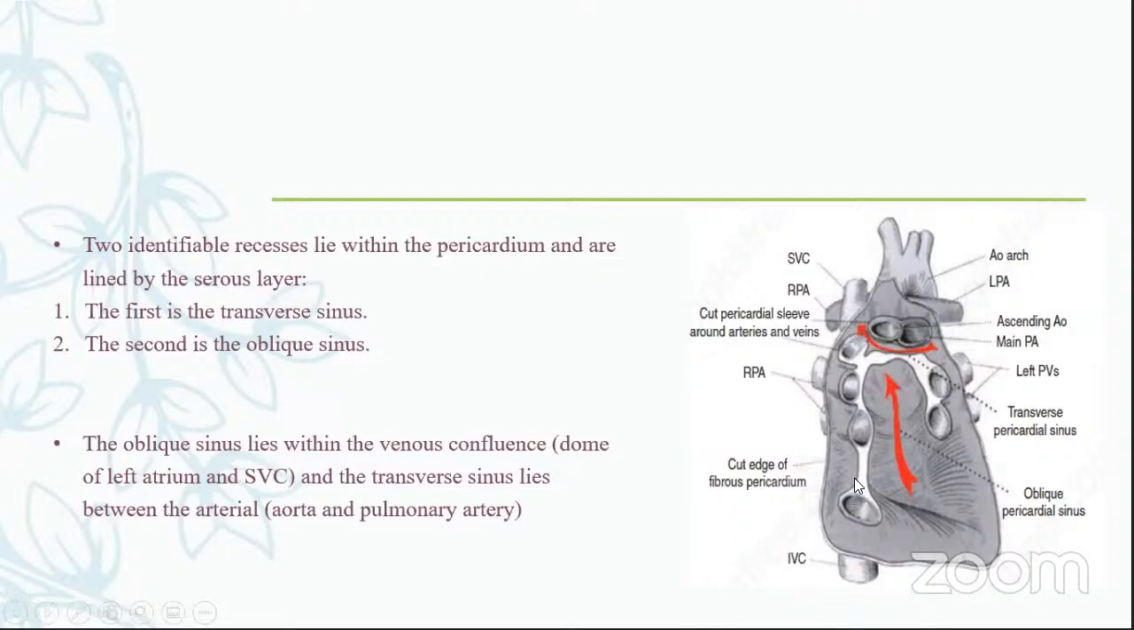One of the practical things is that when we cannulate the IVC routinely, and when we want to snare the IVC, we make a small nick in the pericardial reflection here. So what we are actually cutting there is the reflection of the pericardium from the parietal to the visceral side.